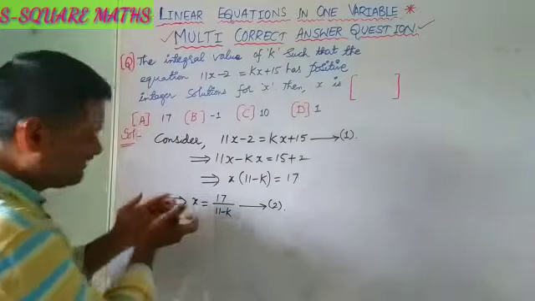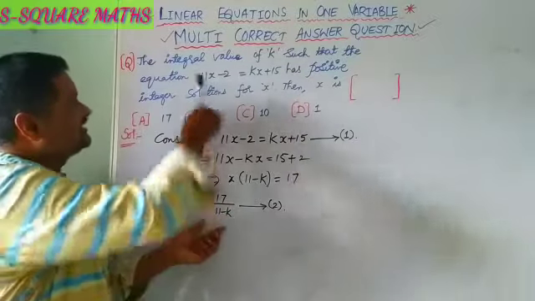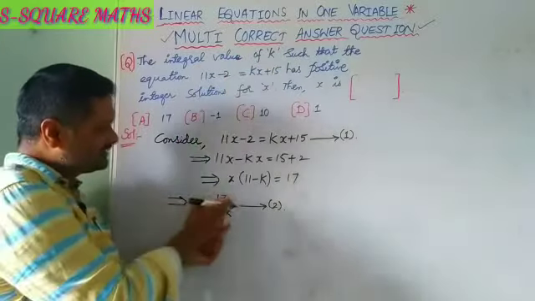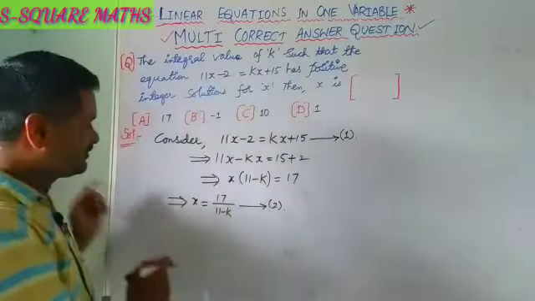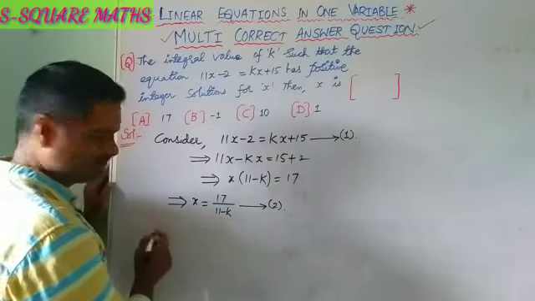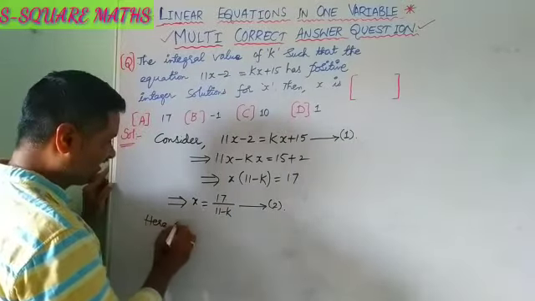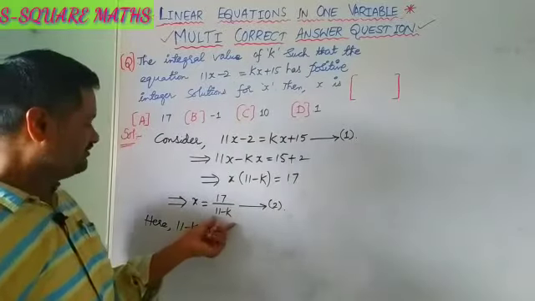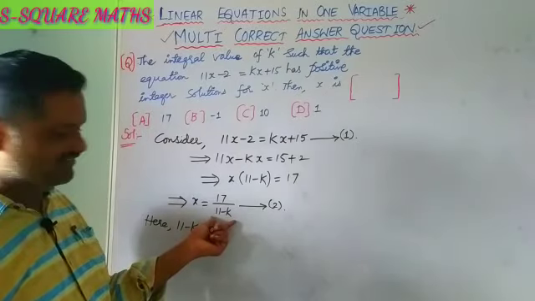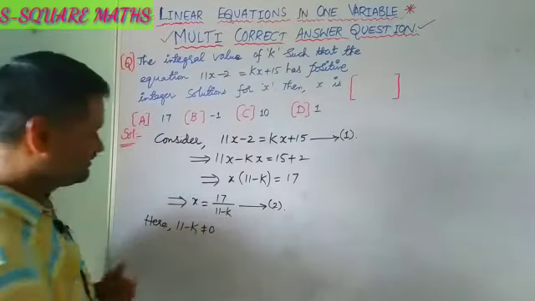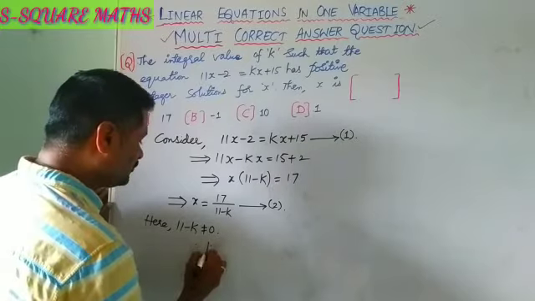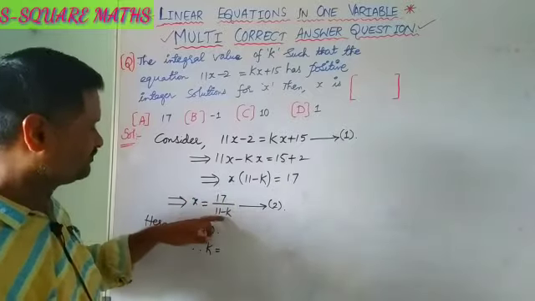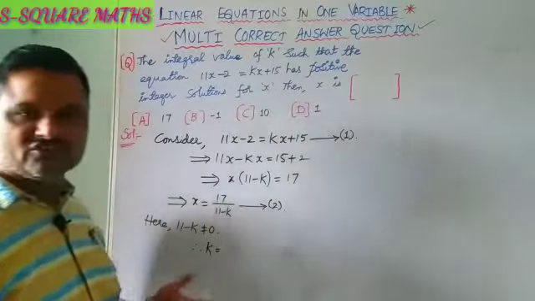Now to get the value of x, k takes integral values. Since the numerator is 17 and the denominator is 11 minus k, here is one more condition: 11 minus k is not equal to 0. If it is equal to 0, the k value will be 11, so it is undefined. Therefore, to pick up the k value to get our x value, k may be negative, positive or 0.